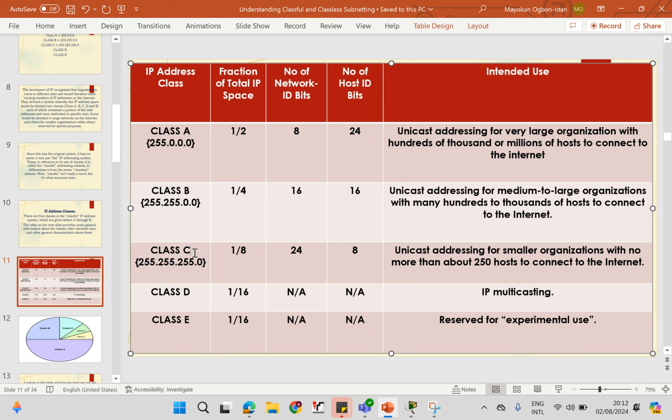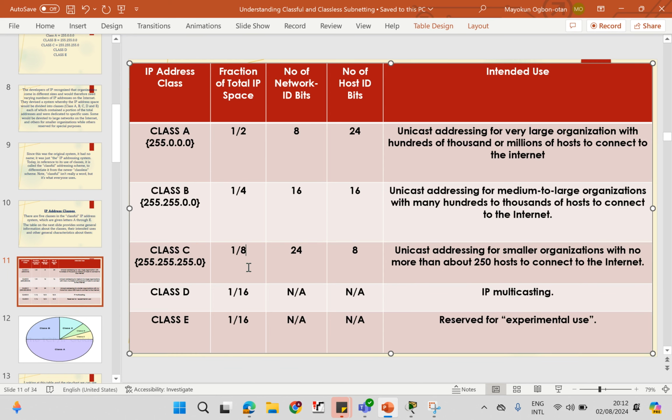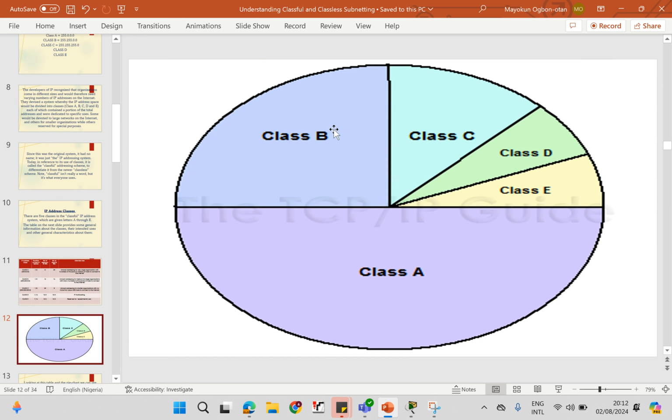Then the next is class C. Class C now, we have a subnet mask of 255.255.255.0. Now it is 1/8. So 1/8, let's look at our pie chart again. This is class C. If we take a quarter and divide it into 2, class C is going to be 1/2 of the quarter. So that is how we get it to be 1/8 here. In other words, if we divide it into 8 places, one portion of it is a class C subnet.